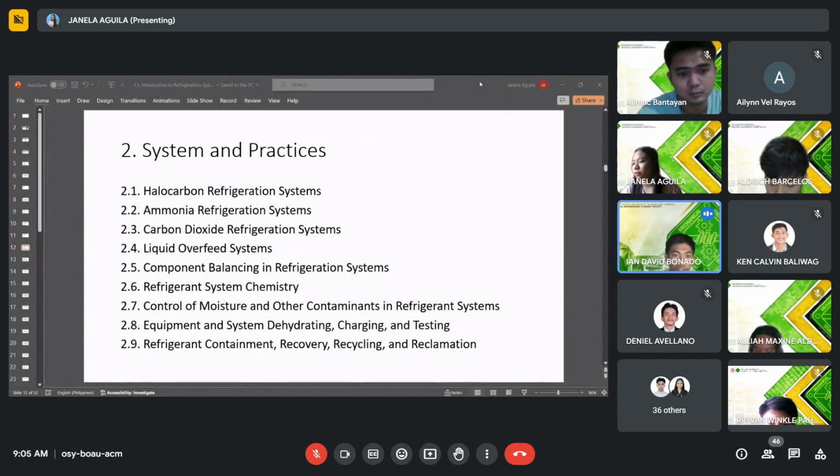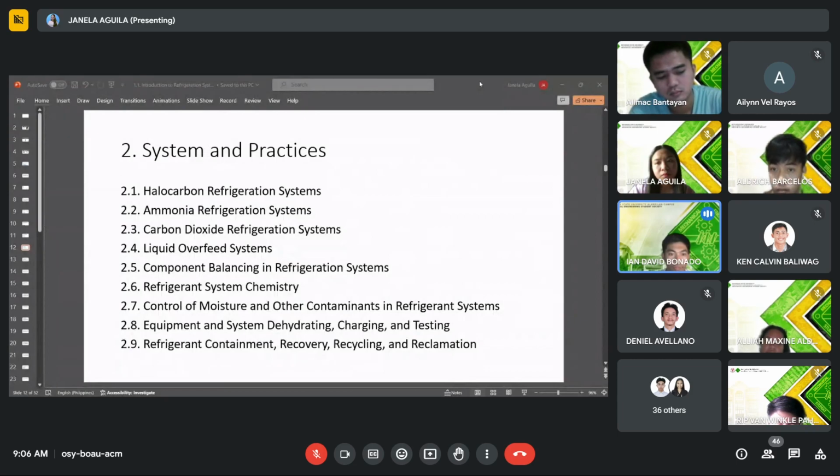Next up is carbon dioxide refrigeration systems. Carbon dioxide refrigeration systems, also known as transcritical CO2 systems, use carbon dioxide as the refrigerant. These systems have gained popularity as environmentally friendly alternatives to traditional synthetic refrigerants due to CO2's low global warming potential. Next up is liquid overfeed systems. Liquid overfeed systems are a type of refrigeration system where the refrigerant is continuously circulated through the evaporator coil in excess of the refrigeration load.